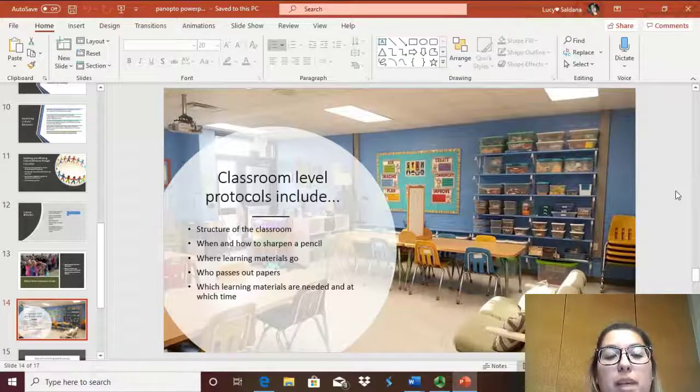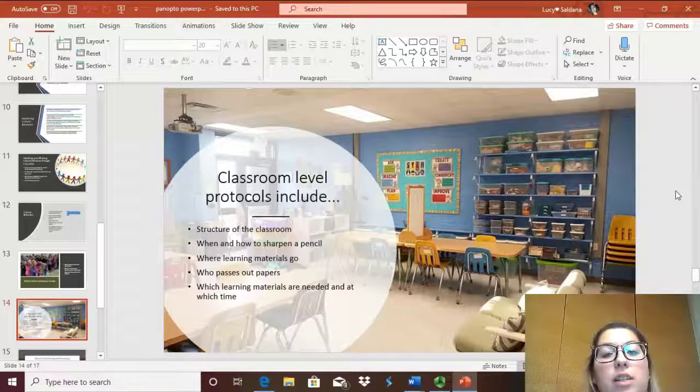Also, the teacher might have a protocol of who passes out the papers. So they might have a system that works for them, like they choose someone or whoever volunteers that day to pass out papers, because sometimes everyone's going to want to do it. So the teacher needs to have a system.